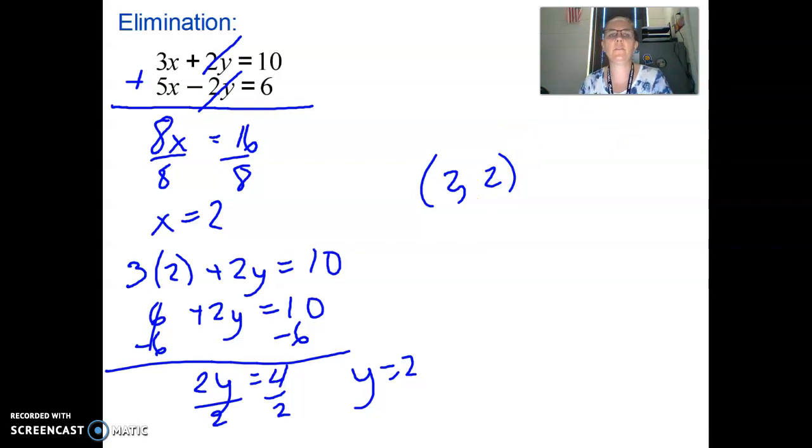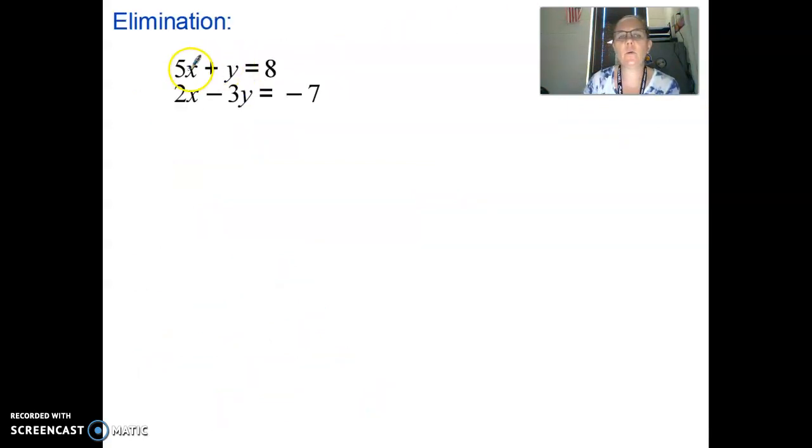Okay, one more. Let's look at this one. So this one, I have some x values that don't cancel out, and I have some y values that don't cancel out. So I have to make them the same. I'm going to choose to do the x's only because they're a little bit more difficult, and I want you to see what to do. So I have 5 and 2. What will 2 and 5 both go into? Well, they'll both go into 10.